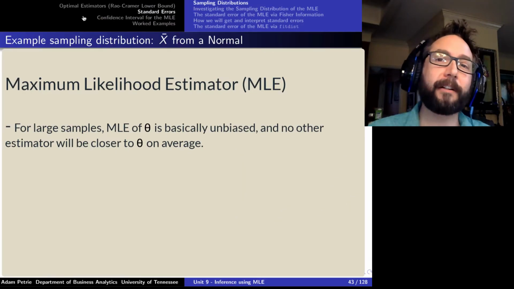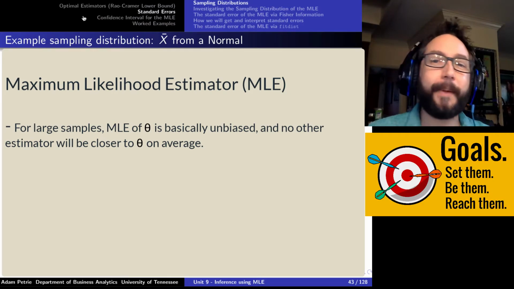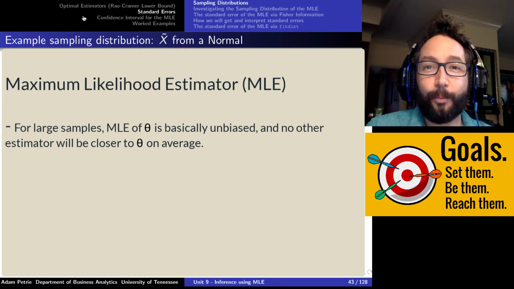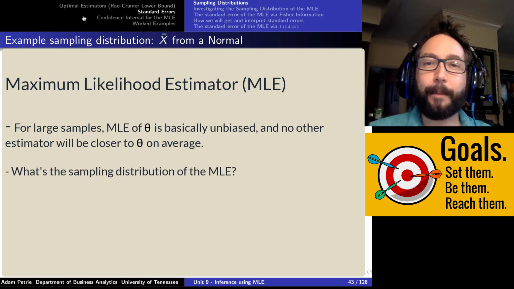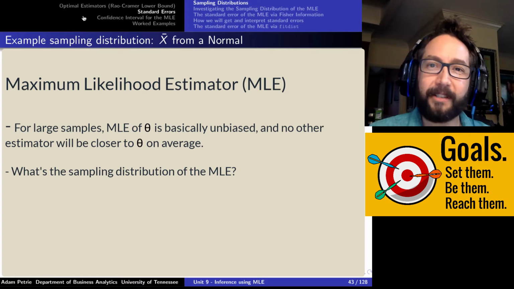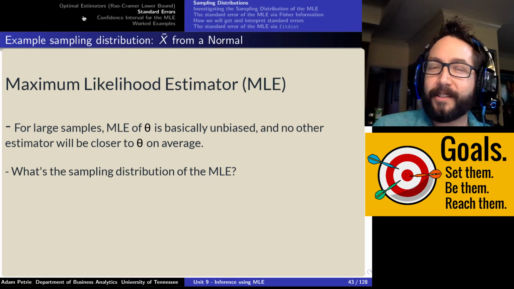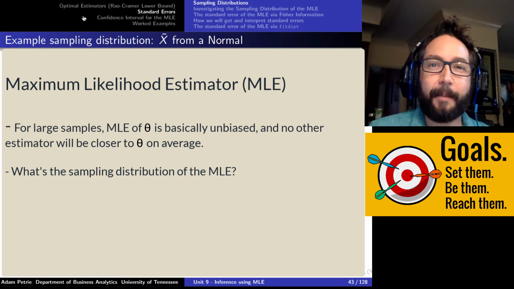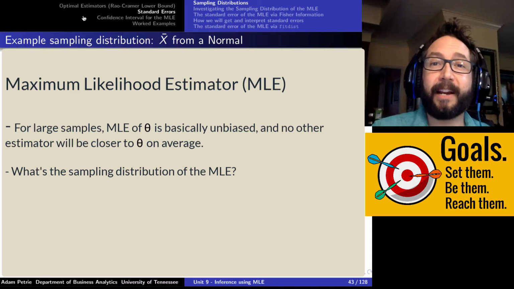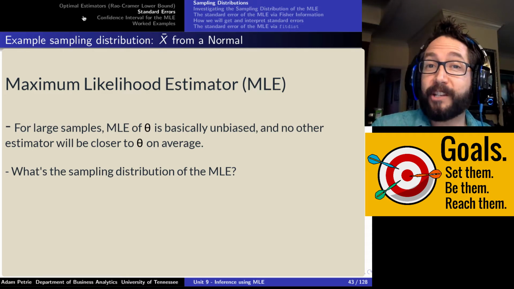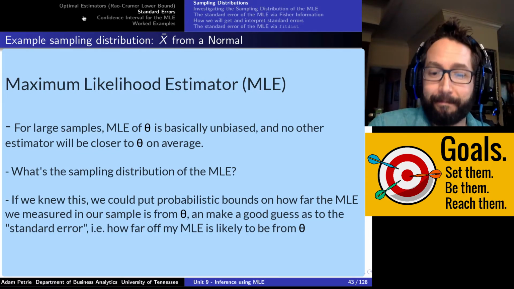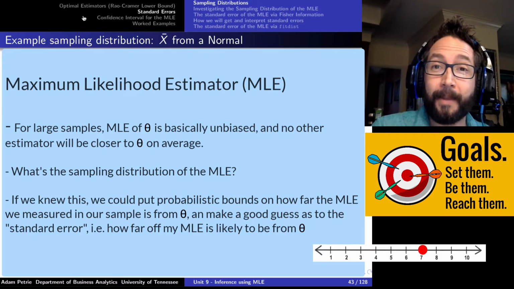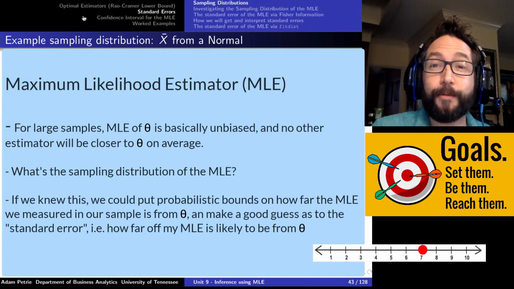And so that's going to be our goal here. We know that we can't do any better when estimating theta than with the MLE, especially for large samples. And so what is the sampling distribution of theta hat? What's the sampling distribution of the MLE? If I knew what possible values of the MLE I might observe when I take a random sample, I'm going to be able to make some pretty strong statements about how far any particular theta hat, i.e. the one collected in my sample, might actually be from the true value of theta.